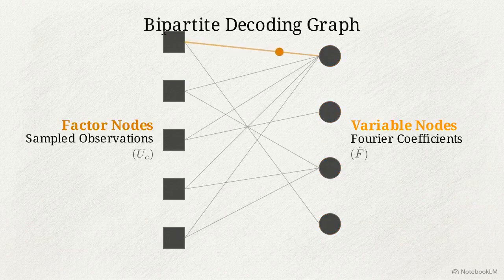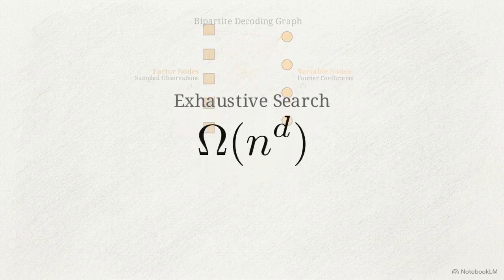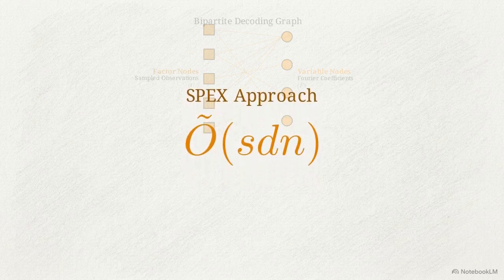The decoding process runs on message passing. The factor nodes attempt to decode a singleton interaction and then send that estimate across the graph to the variable nodes. The system operates in an iterative loop. The variable nodes average the received data and pass messages back. This allows the factor nodes to refine their estimates until the entire graph reaches convergence. By isolating the math to these converging signals, the computational complexity drops from the exponential omega of n to the d down to tilde of SDN, where S represents the sparsity of the data.